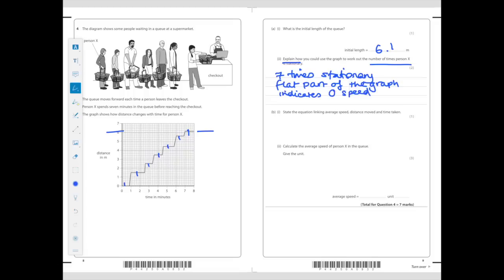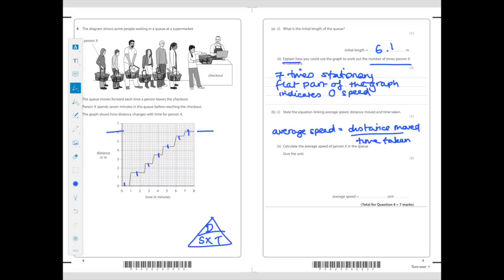State the equation linking average speed, distance moved and time taken. So out of the way, I'm going to write my formula triangle, D S T. So therefore average speed equals, cover the S, distance moved over time taken.